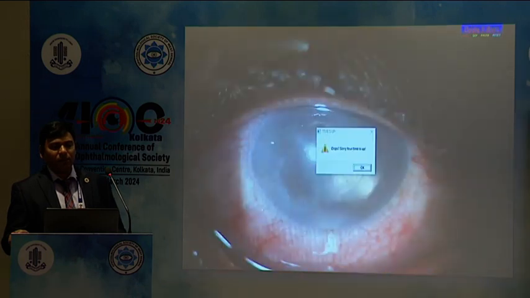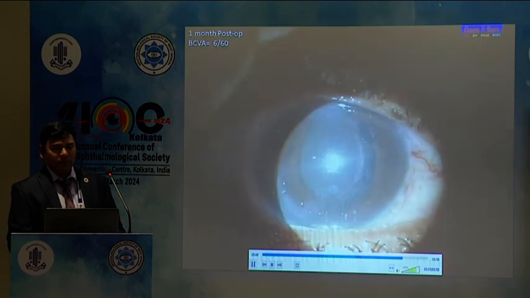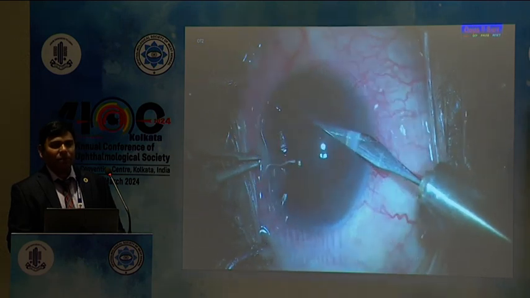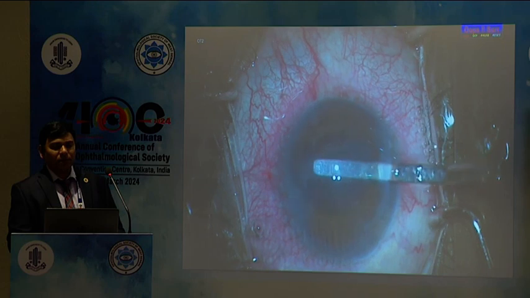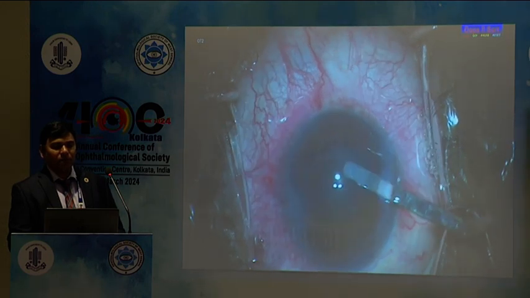On the 7th post-op day, his vision was counting fingers. There was a dense fibrin membrane in the anterior chamber, and the IOL was decentered. So I took the patient for IOL repositioning. Iris lens capsule adhesions were also released.